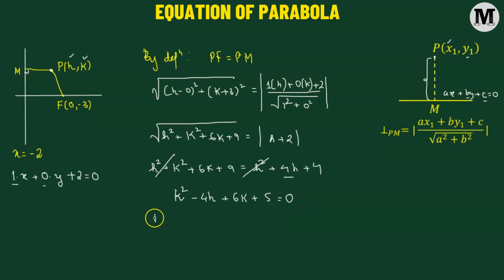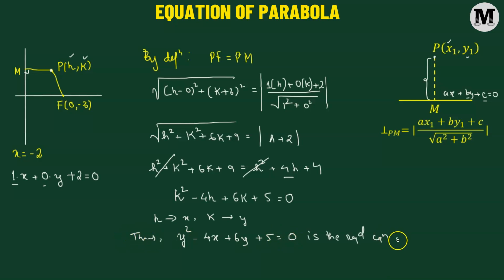We're almost there. Finally, we'll have to replace the value of h with x and the value of k with y to obtain the equation of the parabola. So we get y squared minus 4x plus 6y plus 5 equals 0, and this is going to be the required equation of the parabola.